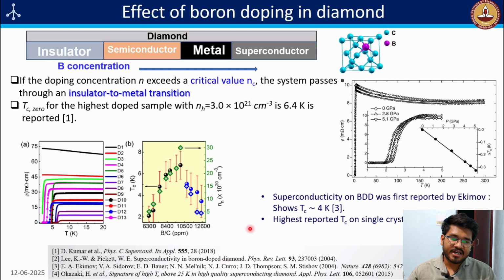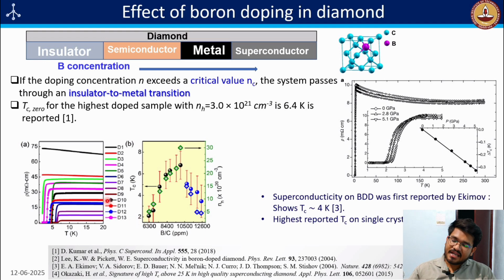So far the highest reported Tc on single crystalline diamond is 10.2 Kelvin, in the latest paper by the Okazaki group. Actually, they have seen a switching of Tc, that is, it starts dropping from 25 Kelvin and finally it vanishes at 10.2 Kelvin.